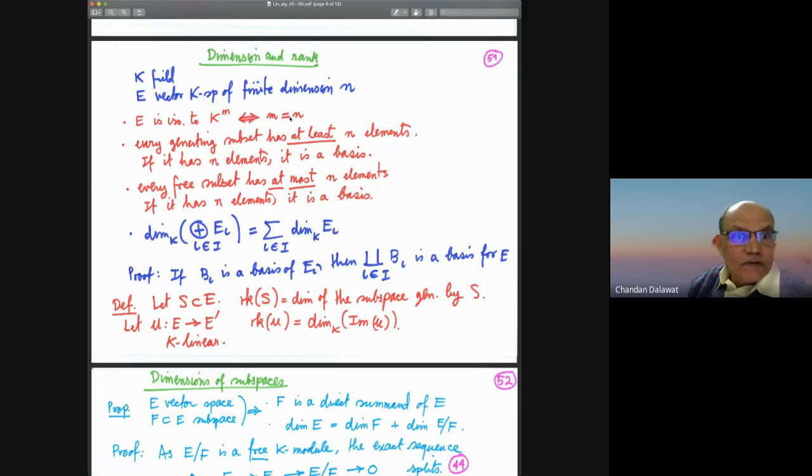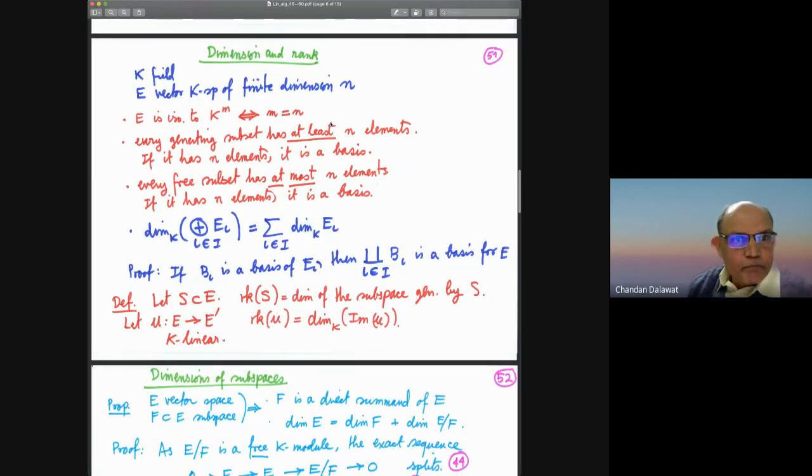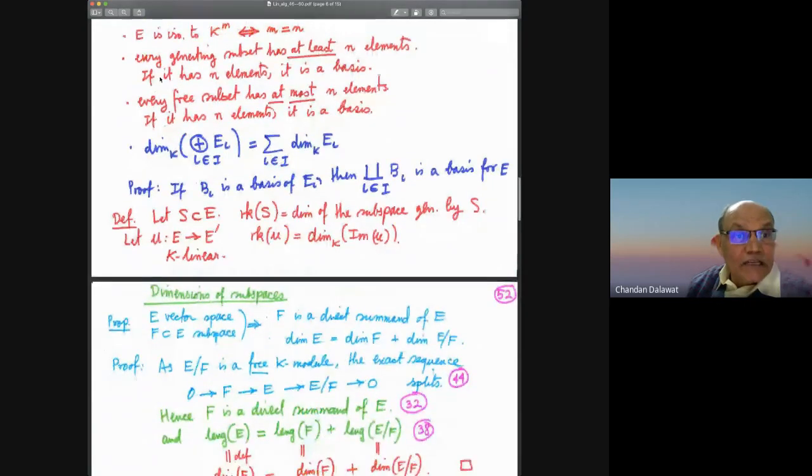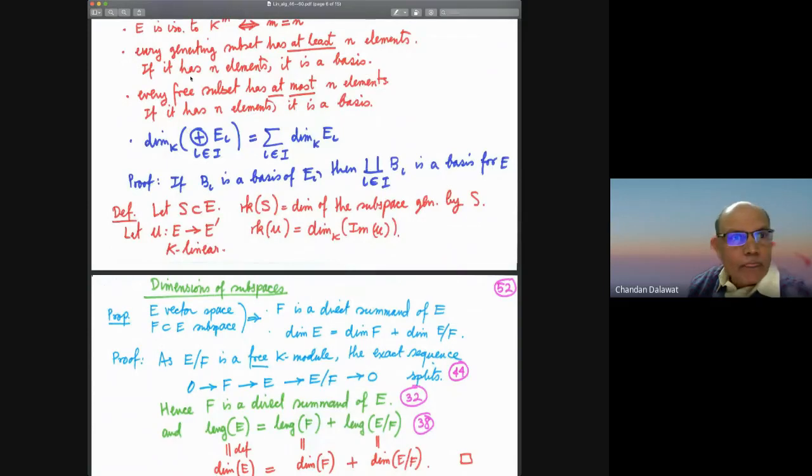So there is such an isomorphism if and only if M is equal to N, right? N is the dimension of E that's given to us. It's going to be isomorphic to K to the M if and only if M and N are equal. And every generating subset has at least N elements. If it has N elements, then it has to be a basis. Similarly, every free subset has at most N elements. And if it has exactly N elements, then it has to be a basis.